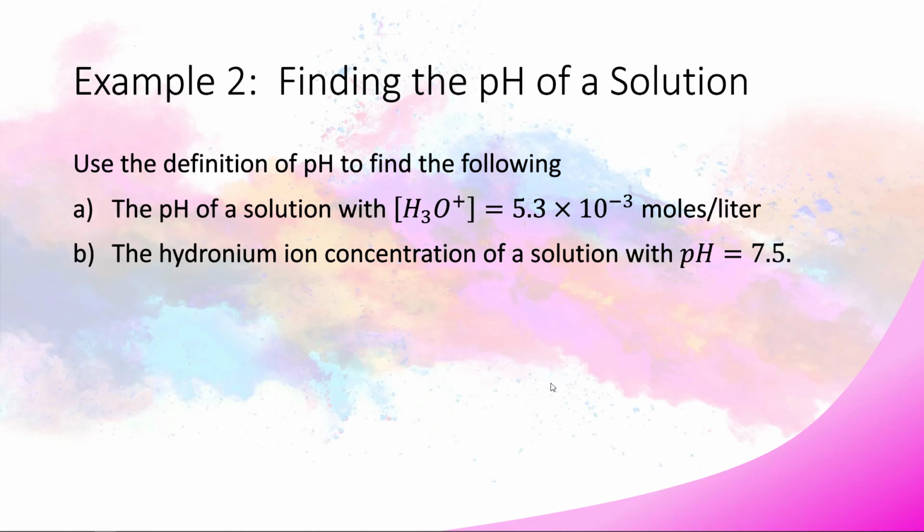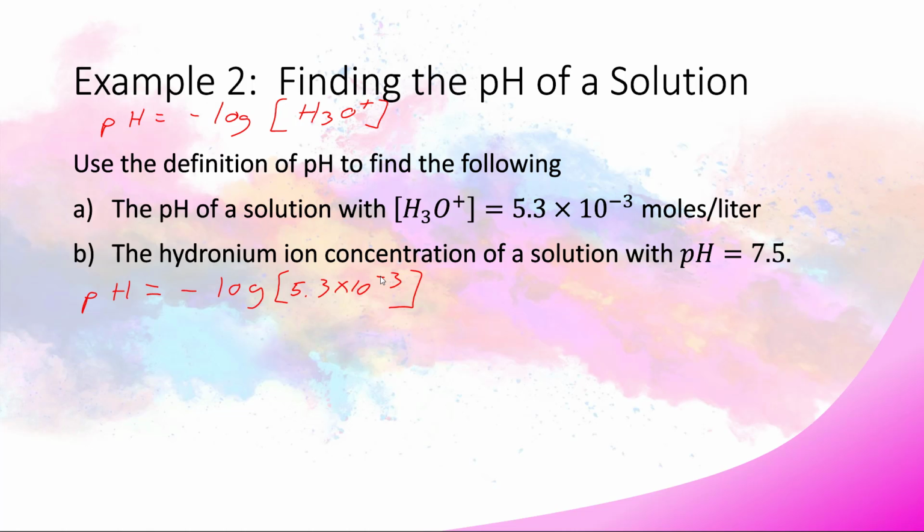Well, one like this. You're going to use the definition of pH to find the pH of a solution whose concentration is 5.3 times 10 to the negative 3 moles per liter. So how do we compute that? Once again, the pH is equal to negative the common log of the concentration of H3O plus in terms of moles per liter. So in this particular case, the pH is going to be equal to negative times the common log of 5.3 times 10 to the negative 3. Okay, so that's what we need to compute.